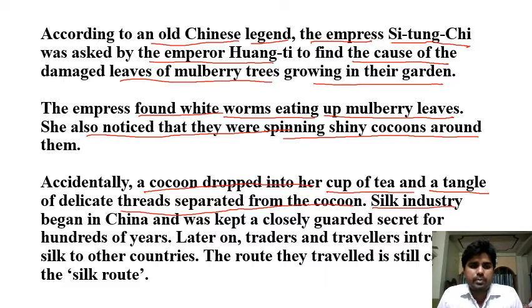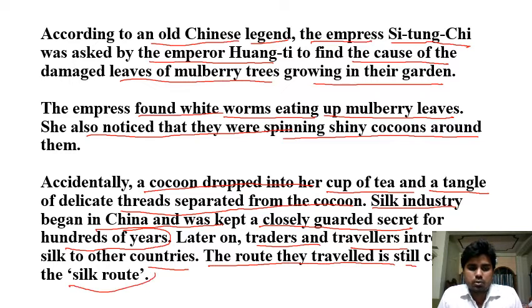Silk industry began in China and was kept a closely guarded secret for hundreds of years. So this secret of formation of silk was kept very secret by the silk industry in China. Later on, traders and travelers introduced silk to other countries. The route they traveled is still called the Silk Route. So there is one Silk Route through which path it came to different countries. That is known as the Silk Route.